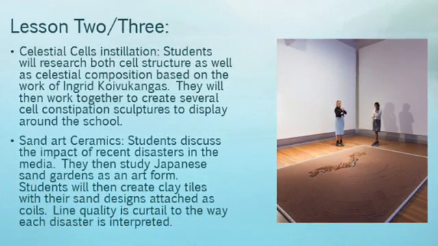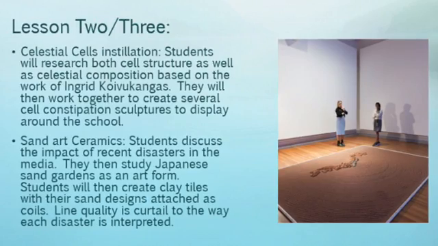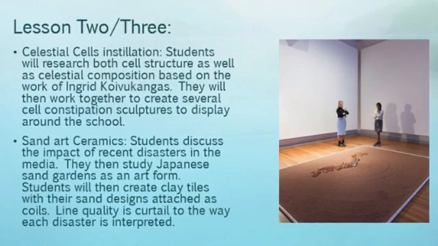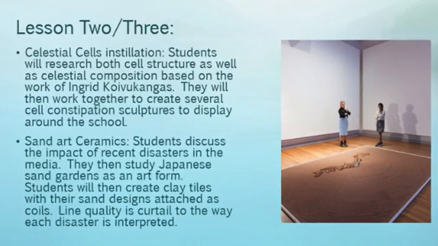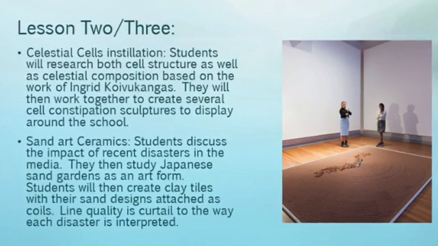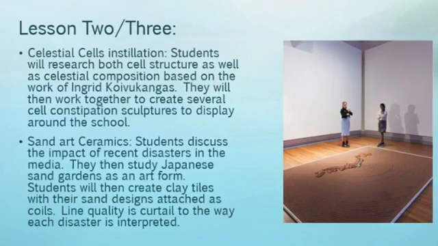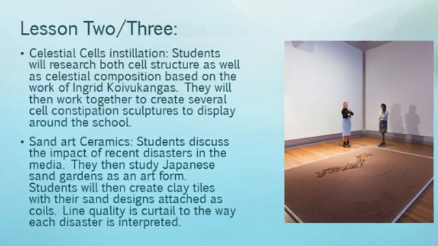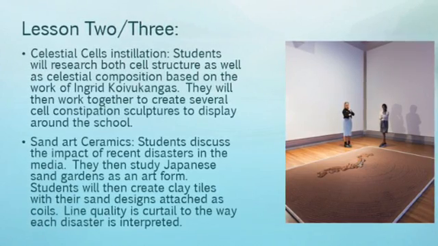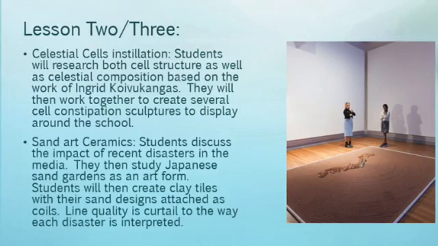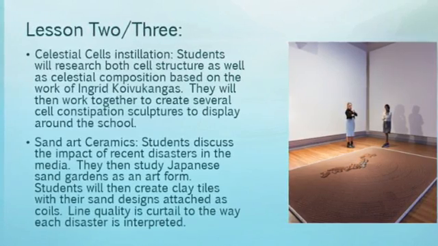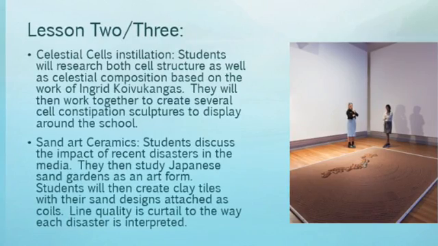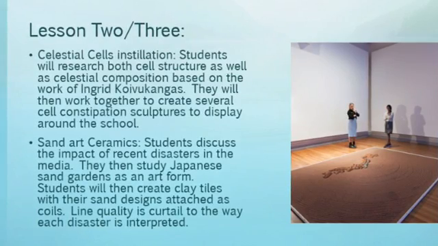Lesson 2. The second lesson is based on the work of Ingrid Koivu-Kangs. Koivu-Kangs focus on the correlation between cellular life and celestial events. Students will work together to create several cohesive sculptures based on the structure of cells and arranged using the constellation-like composition. All students will be expected to contribute to the class sculpture.